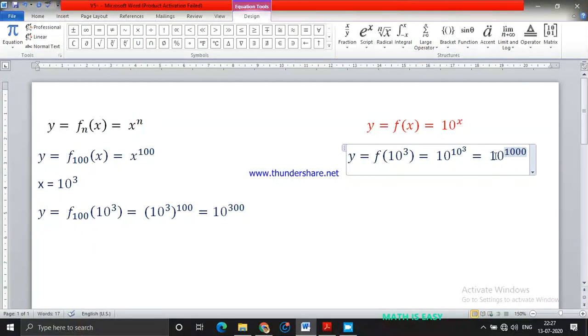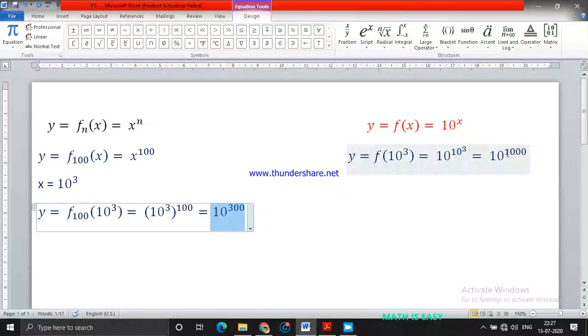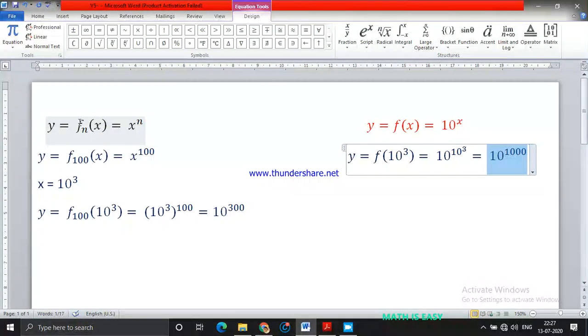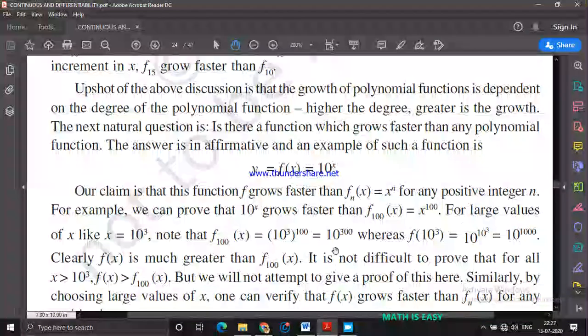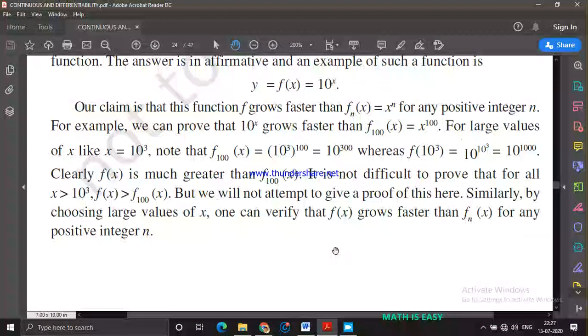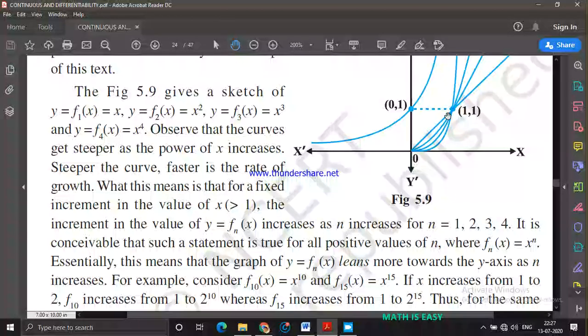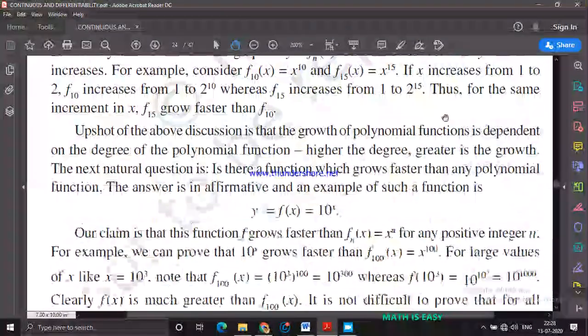So which one is bigger, you think? 10 to the power of 1000 or 10 to the power of 300? Obviously 10 to the power of 1000 is the bigger value. That means, for both y equals x to the power n and y equals 10 power x, the function y equals 10 power x is going much faster than the x to the power n function. Like this we can derive that there is a function which goes faster than x power n, which is the 10 power x function.